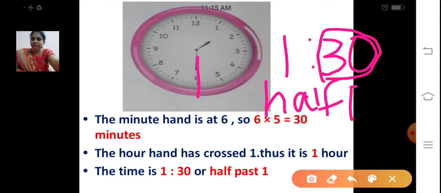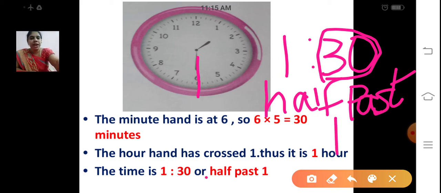Half past. Past means over. Half past, from which time? 1. Write like this. In other way we can write half past 1. Half means 30 minutes. Quarter means 15. So half, 30 minutes, is over from 1 o'clock. Correct? Now the time is 1:30. Half past 1.